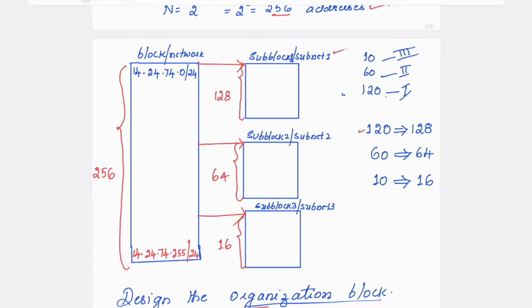Now start designing subnet 1, or subblock 1. What should be the first address? Designing here is, as I already told, the first address and last address of subblock 1. Whatever the first address of the organization block is, that itself will become the first address in subblock 1. So it will be 14.24.74.0. Now when it comes to the slash, you cannot write 24, because a prefix value of 24 gives you 256 addresses. But here you have only 128 addresses. So the prefix value you have to write down correctly.